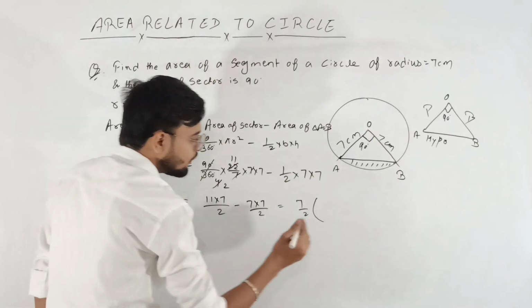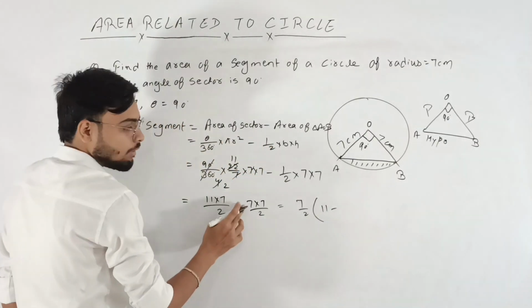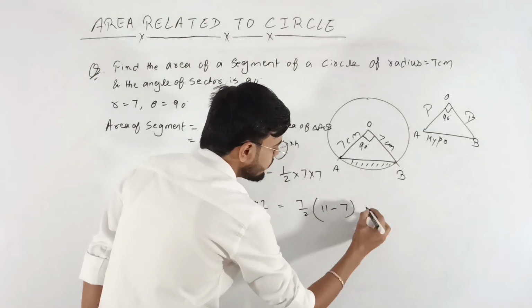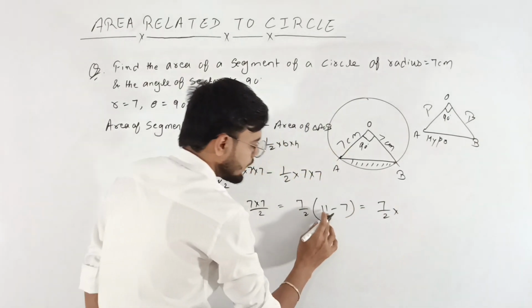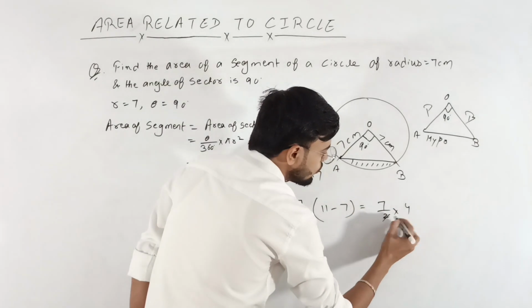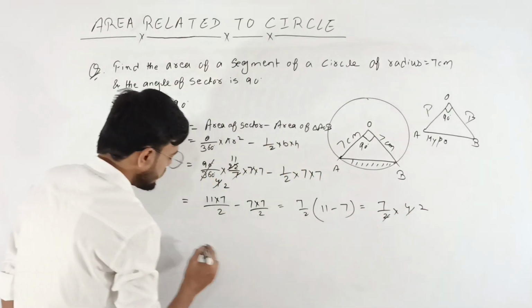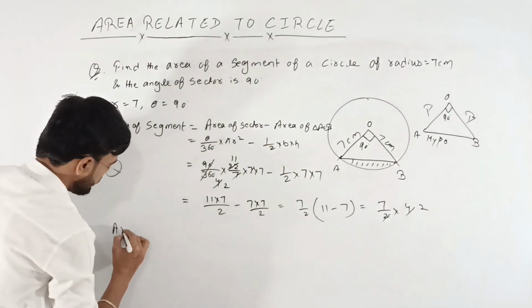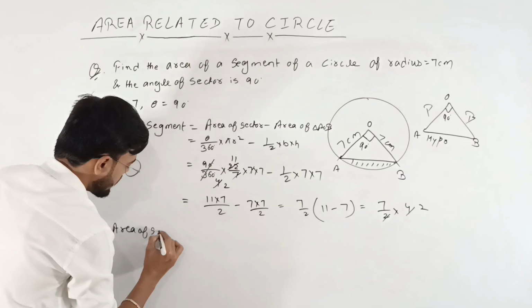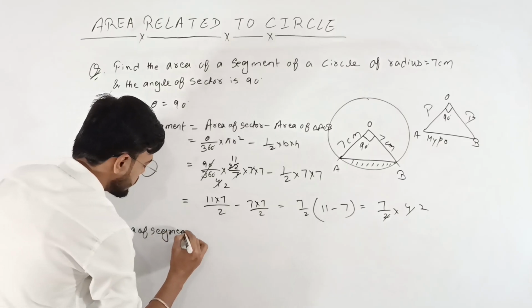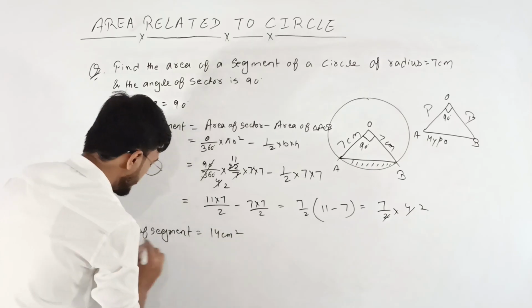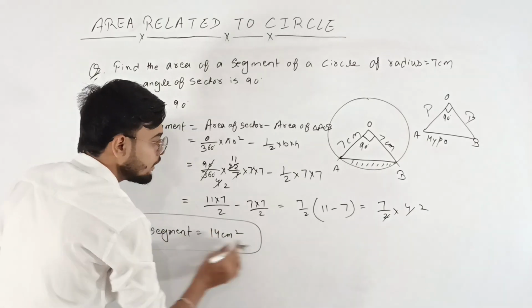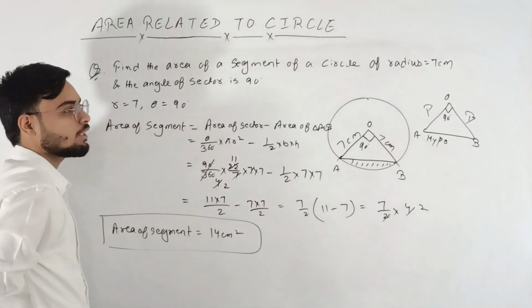Then from here what I left, only 11. Now minus, from here what I left, 7. So this will become 7 upon 2 multiplied with 11 minus 7, which is 4. So 4 is cancelled by 2 two times, so 7 into 2 is 14. So the area of the segment is 14 centimeter square.